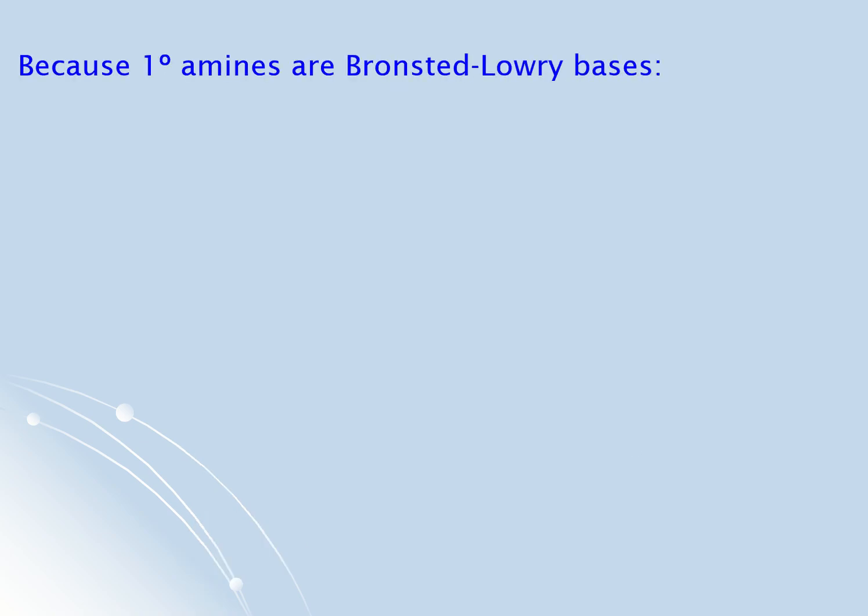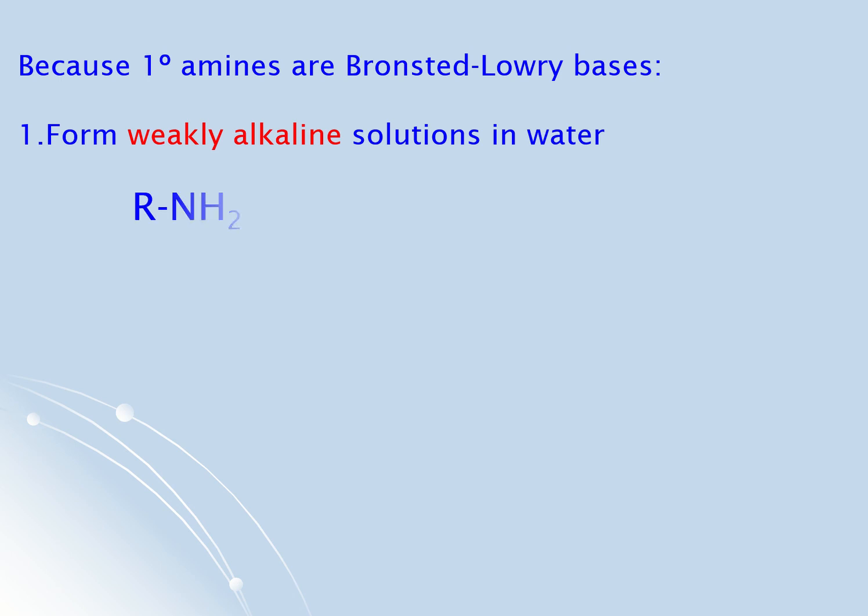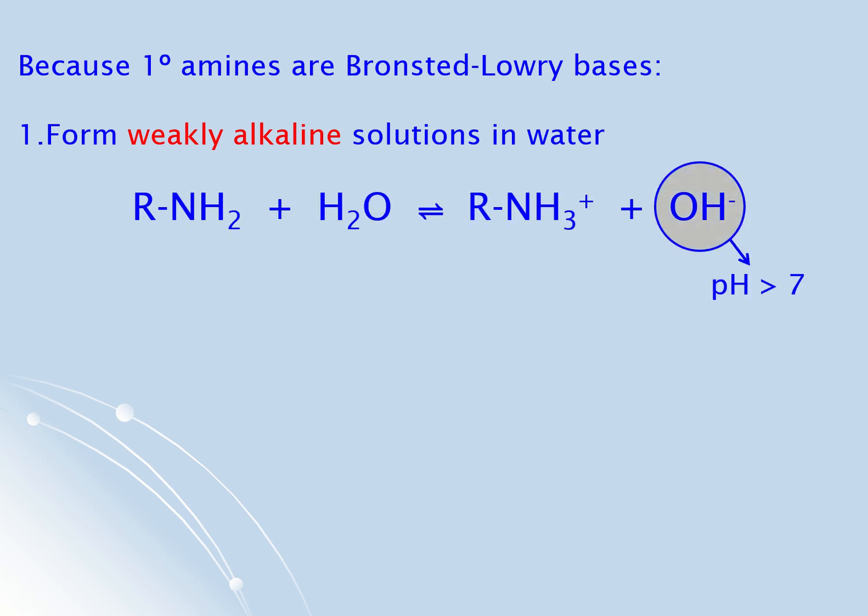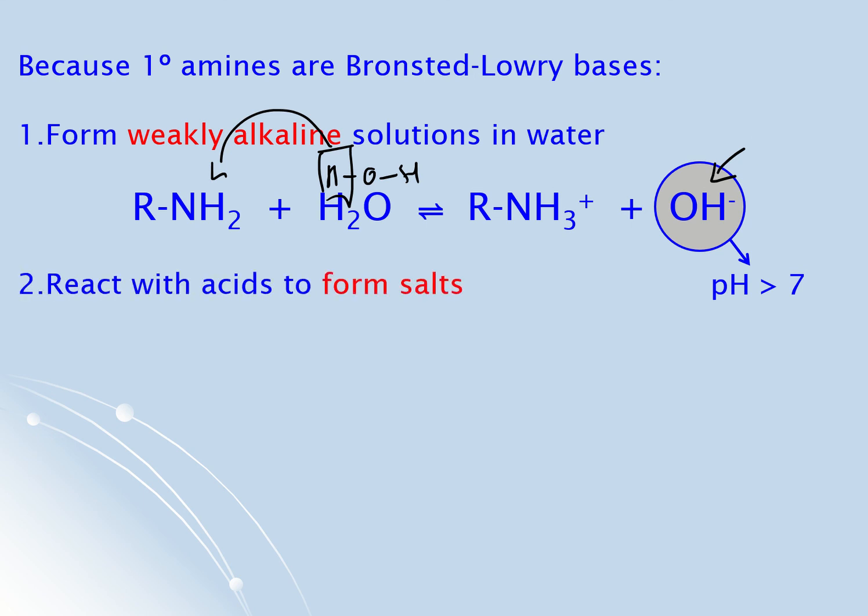Now, we will look at the reactions of these bases. They form weakly alkaline solutions in water. How do they do that? Well, they take a proton from the water. So if I was to break water down there, it takes a proton from the water. What does that leave behind? It leaves behind a hydroxide ion, and that means that it is basic and has a pH above 7.